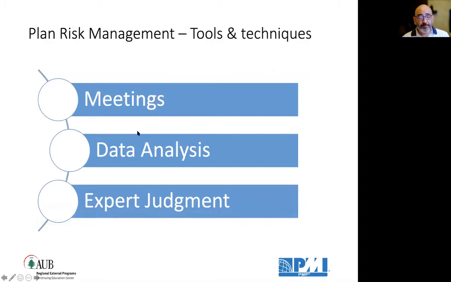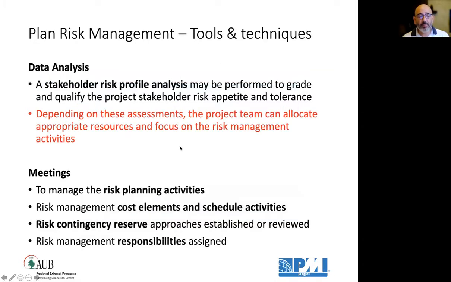Tools and techniques: meetings to plan for risks, data analysis, and you can use expert judgment. The expert will be your risk management department or an external expert or an internal expert on the team. Data analysis is in the form of analyzing the stakeholder risk profile and their tolerance when it comes to risk, and assessing their requirements when it comes to risk management. Depending on these assessments, you can allocate the appropriate resources, make changes to the scope and changes to the schedule, and focus on these risk management activities.